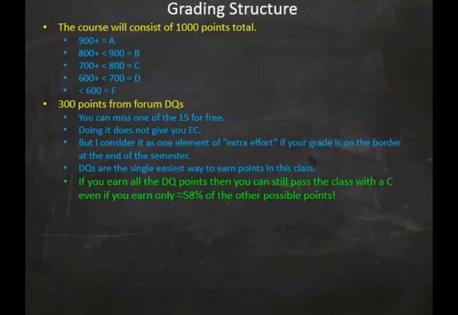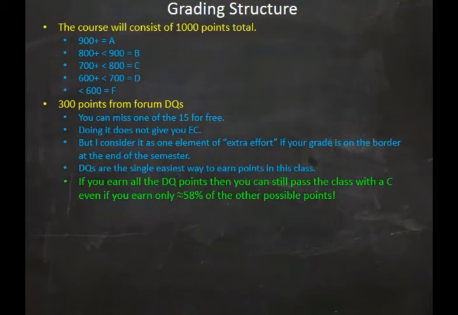DQs are the single easiest way to earn points in this class. They are graded on apparent effort, completeness, and engagement, not correctness. This means that you can get a very large number of points in this class just by being willing to do the work. Doing the math, if you earn all the points for the DQs, then you can still pass this course with a C if you only get approximately 58% of all the other points possible in the course.